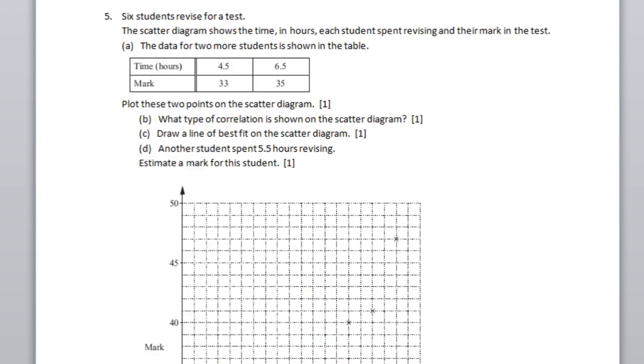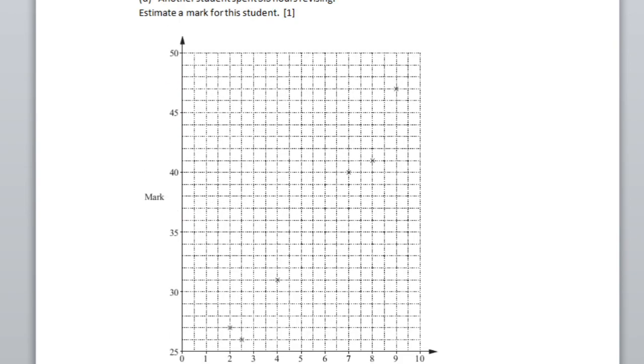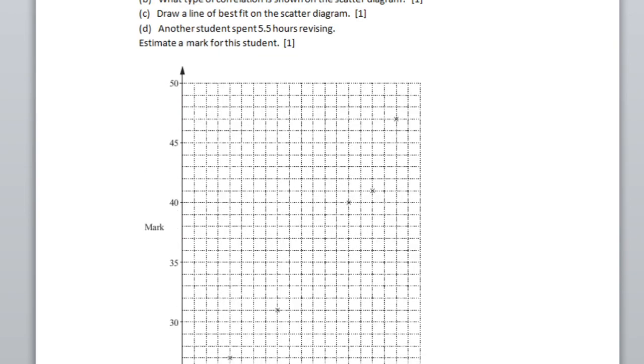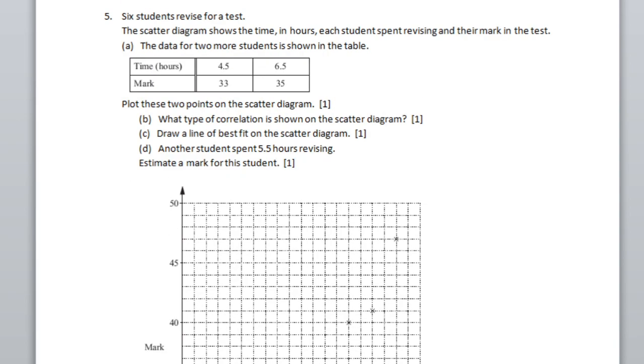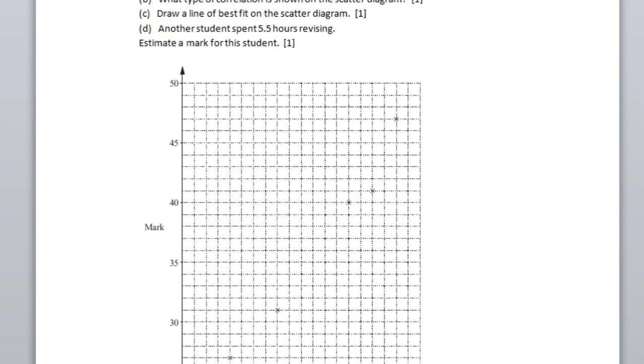Question number 5. 6 students revise for a test. The scatter diagram shows the time in hours each student spent revising and their marks in the test. So the x-axis shows the time they spent studying and the y-axis shows the marks. Part A, the data of 2 more students is shown in the table. Plot these 2 points in the scatter diagram. So 4.5 comma 33. So let's plot that first.